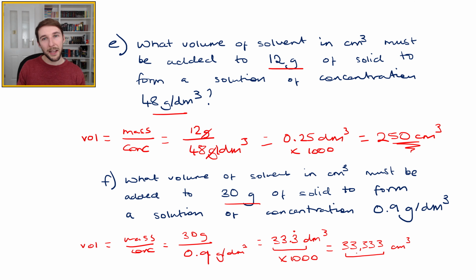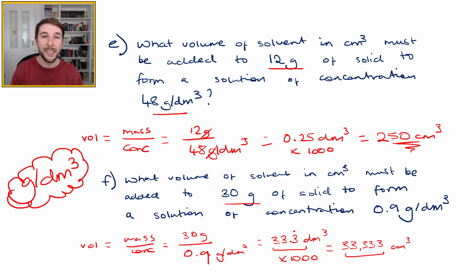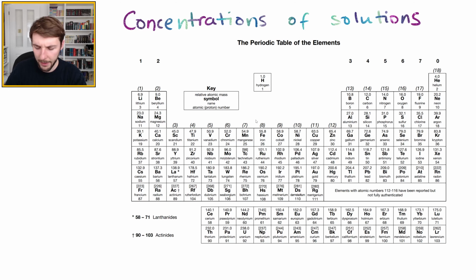Okay, so that concludes looking at concentrations in grams per cubic decimetre, which is already a skill that you should possess from your GCSE. Now what we're going to do is look at concentrations in a different format, as in moles per cubic decimetre. Okay, so now we're going to look at concentrations of solutions in moles per decimetre cubed. Okay, so this is more of what you'd be used to if you've studied triple chemistry.